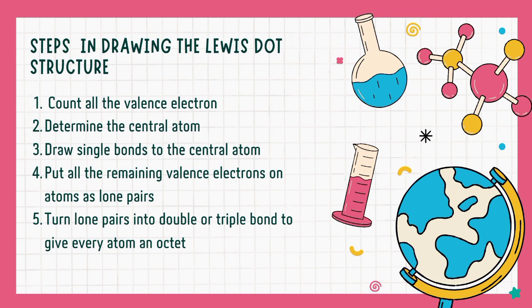A single bond is a pair of atoms. Fourth, put all the remaining valence electrons on atoms as lone pairs. And fifth is turn lone pairs into double or triple bonds to give every atom an octet or duet. And now, let's apply all of these steps.